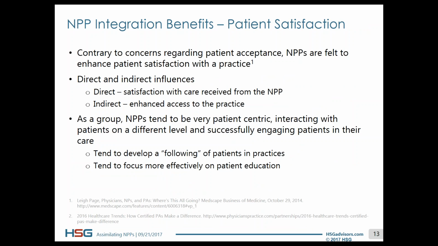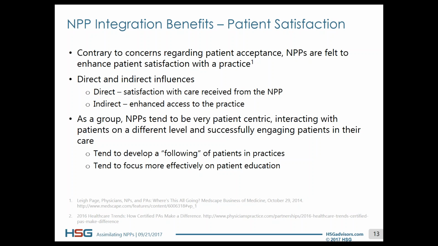Patient satisfaction across the board tends to be enhanced in NPP interactions with patients, and they do it in two ways. The first is directly with satisfaction with the care the NPP provides, but also indirectly with enhanced access to the practice. So in expanding same-day access, for instance, or having more direct care providers dealing with patients, the enhanced access leads to increased patient satisfaction and also the individual interactions.